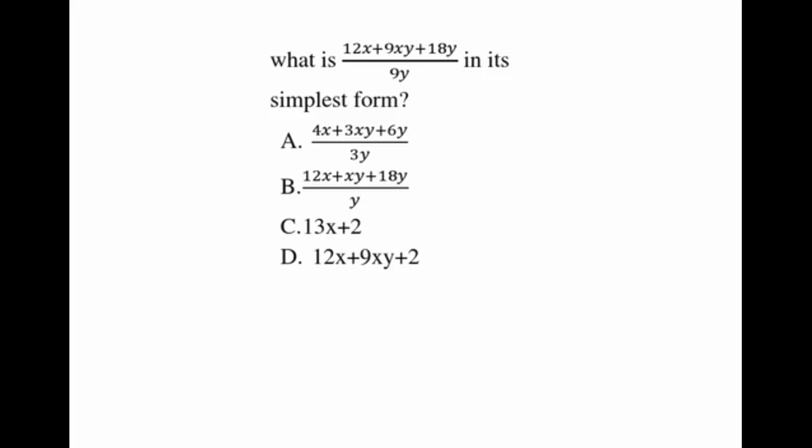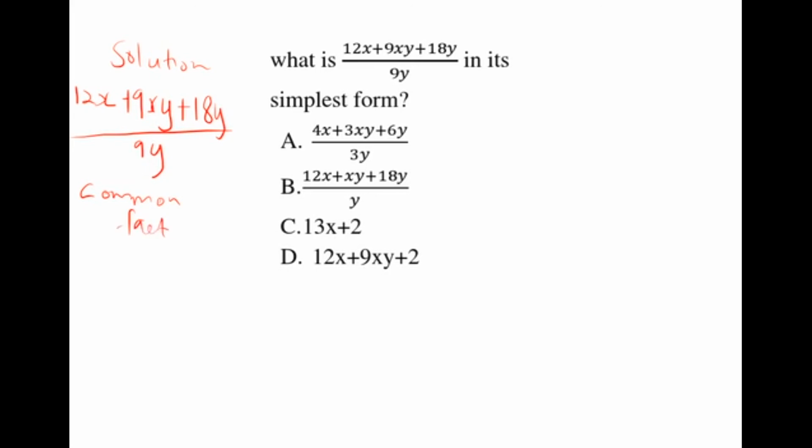What is 12x plus 9xy plus 18y over 9y in its simplest form? Solution. We are first going to rearrange our expression as follows. We have 12x plus 9xy plus 18y over 9y. Since in this expression we do not have like terms together, we are going to search for a common factor which is going to divide the expression. Our common factor is going to be 3.